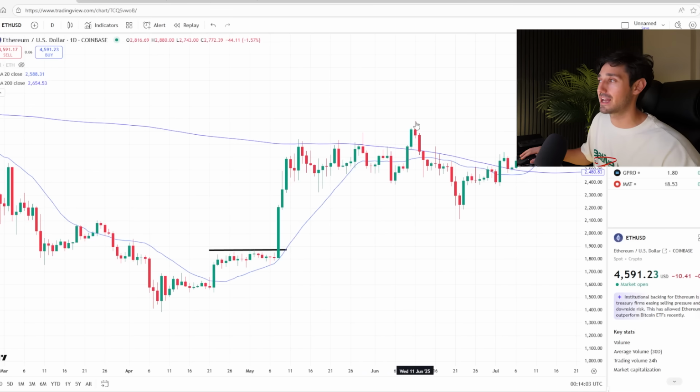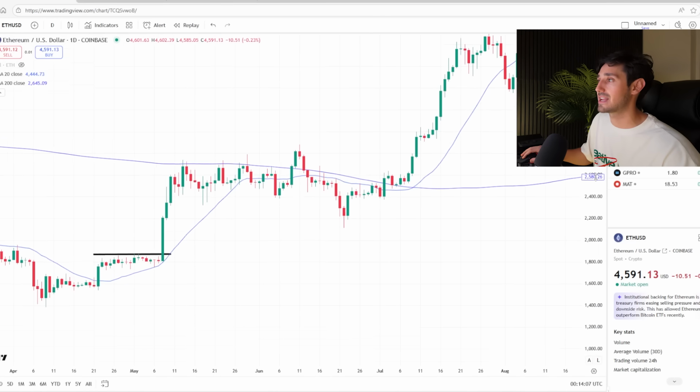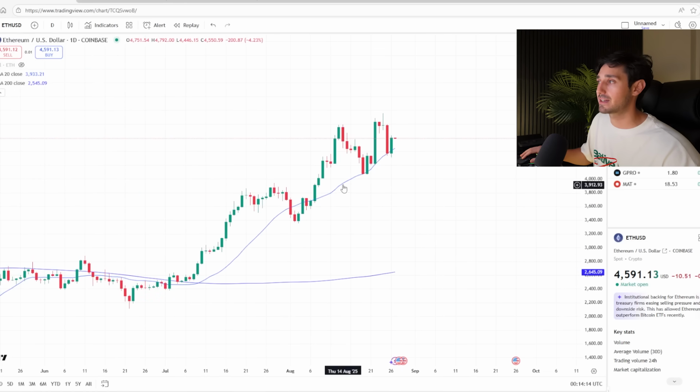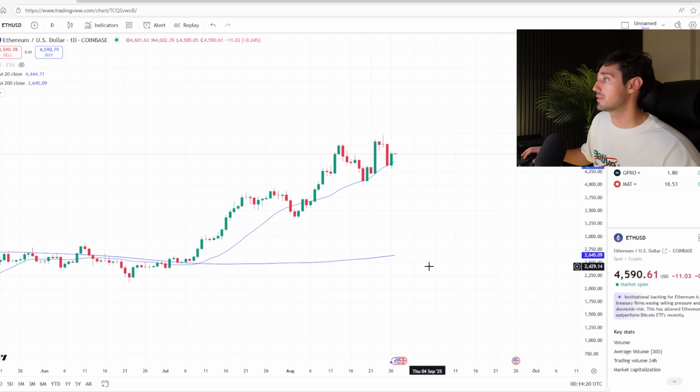Here we broke through. We kind of had a fake out and then a fake out to the downside. 20 MA is flat, so it's not that useful. And then as soon as the 20 MA begins rising and trending under price, that's when Ethereum starts respecting it and it resumed the uptrend. And I'm still expecting much higher prices for Ethereum.